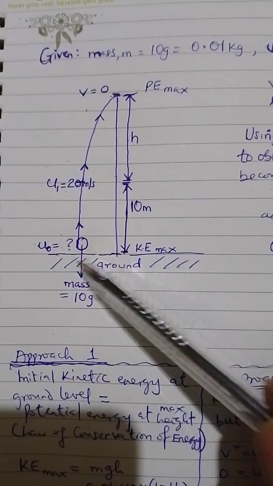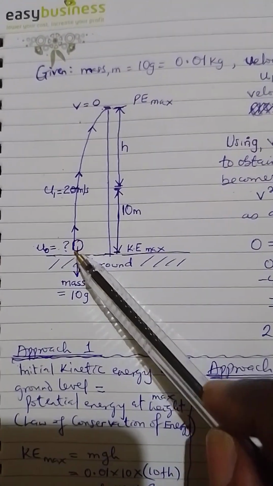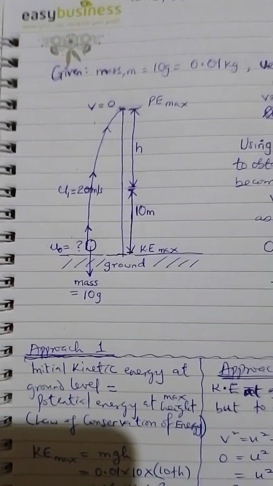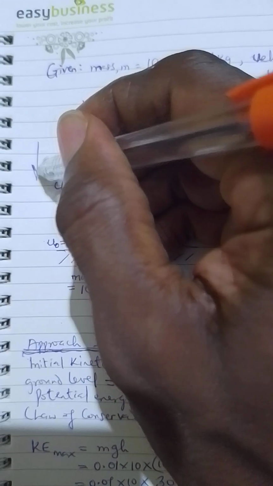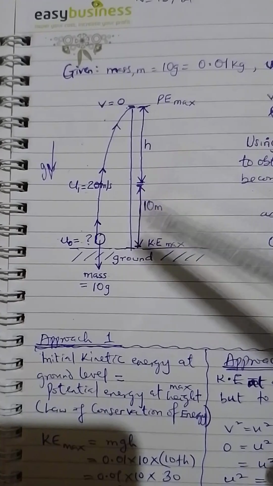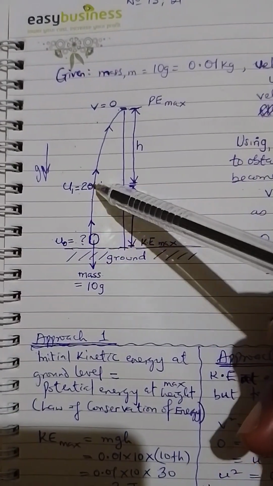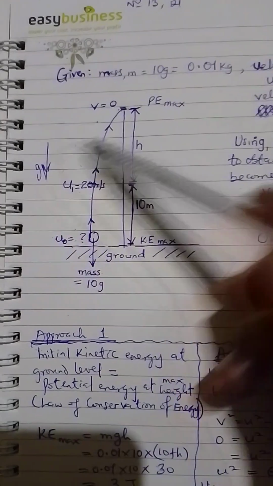So what are we looking for? Calculate its initial kinetic energy at the ground level. Of course, it has initial kinetic energy because it has an initial velocity. This is the highest velocity, and the velocity is slowing down because gravity is acting downwards. It slows down objects that are moving against it. That's why it is 20 meters per second at this point and 0 at this point, because gravity is slowing it down. So let's get the maximum height.